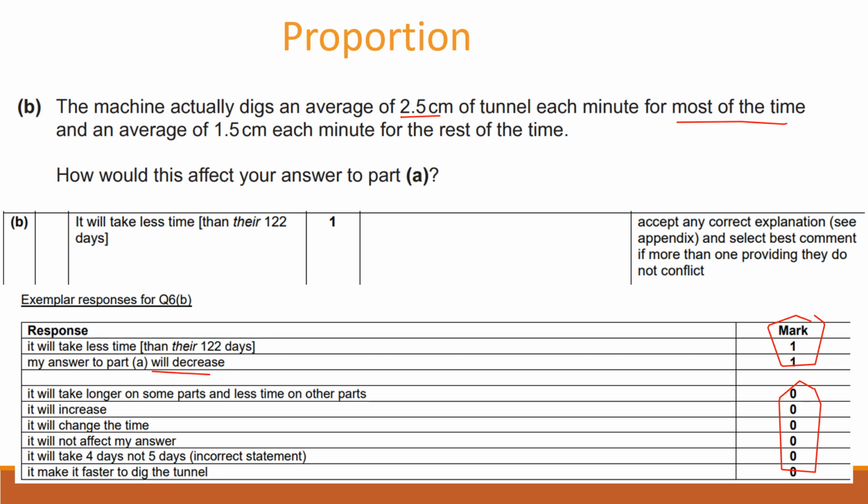So if you just said it will increase, or it will change the time, or it will not affect my answer, any of those won't give you the mark. This was worth 1 mark in the exam. Any of those reasons above at the top will give you a mark, but make sure you write down your answer nice and clearly, so that it can be read easily.